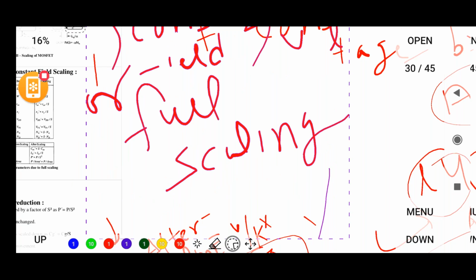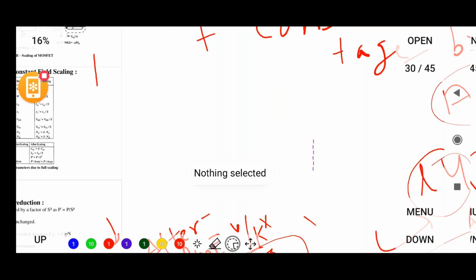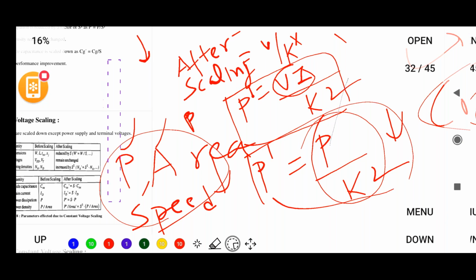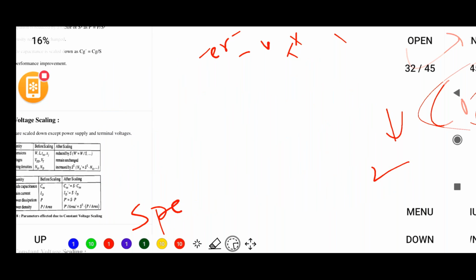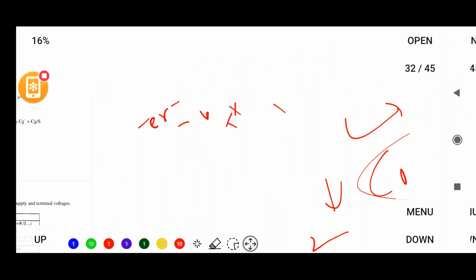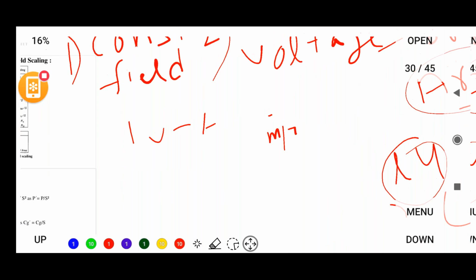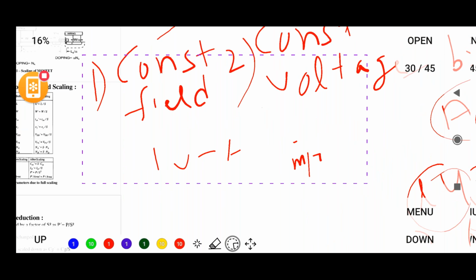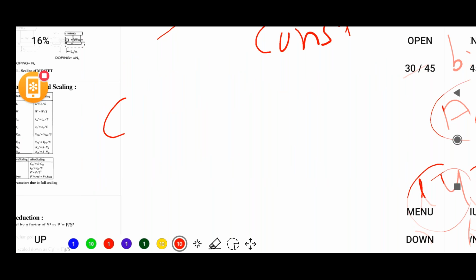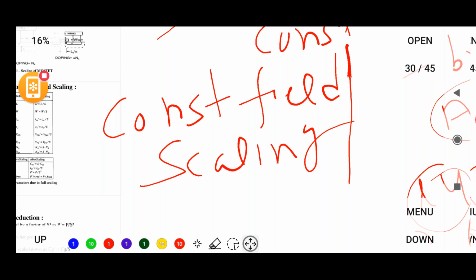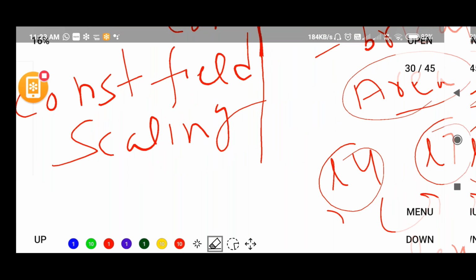Now we go one by one and discuss all the concepts behind this constant field scaling. So now we talk about constant field scaling. What is constant field scaling or full scaling? Both names are the same.